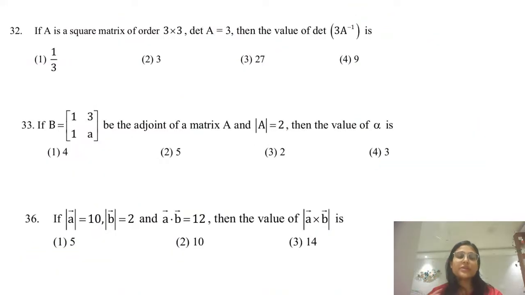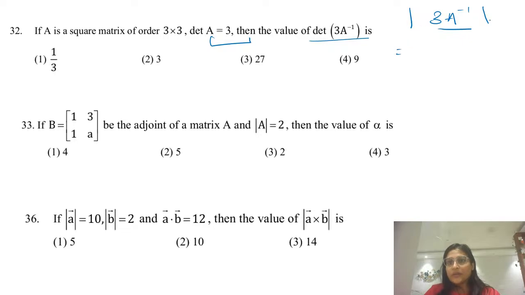Let's come to the next question. A square matrix of the order 3 cross 3, and determinant of A is given as 3. You have to find out the determinant of 3 A inverse. We know that this order is 3 cross 3. We know that if any constant is there inside the determinant, we write this as the constant to the power of the order, so 3 to the power 3 into the determinant of A inverse.